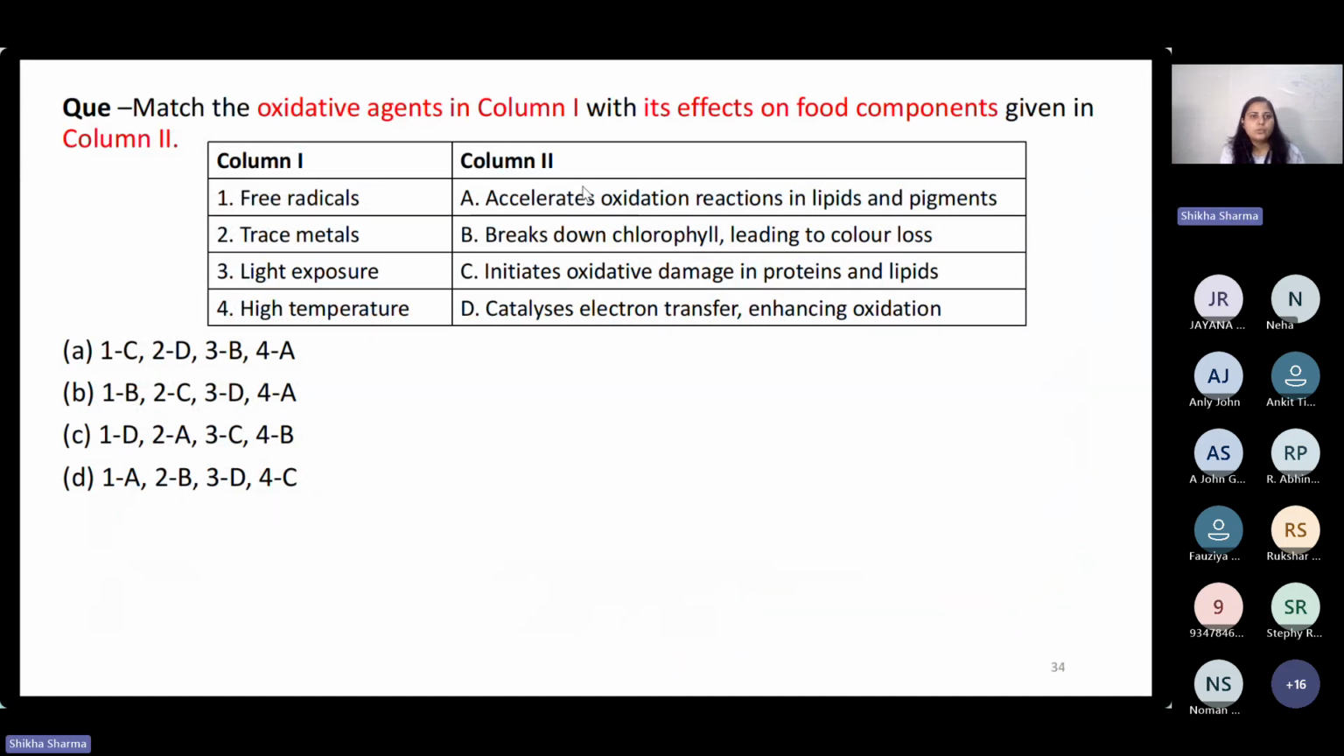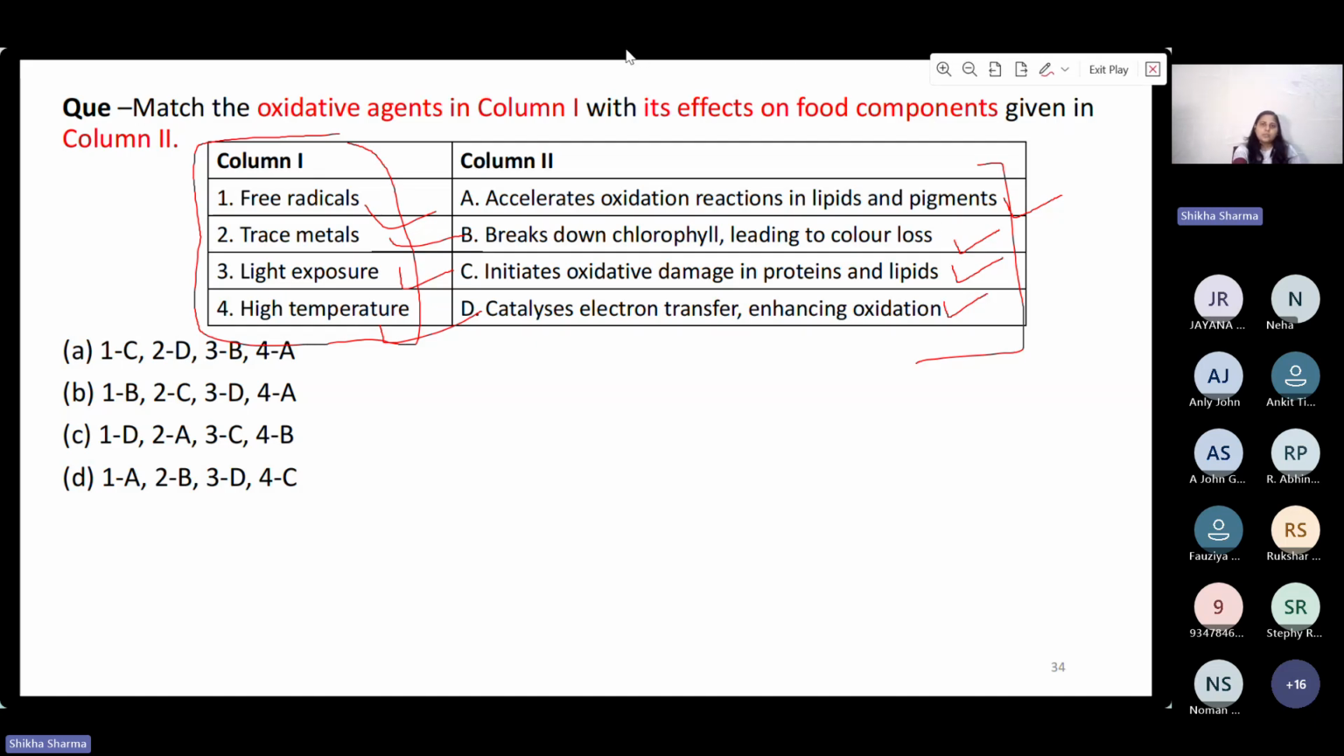Okay, let's move to this question. In column 1, we have some oxidative agents like free radicals, trace metals, light exposure, or high temperature. And in column 2, we have their effects on the food. A: it may accelerate oxidation reactions in lipids and proteins. B: breakdown of chlorophyll leading to color loss. C: initiates oxidative damage in proteins and lipids. And D: catalyzes electron transfer, enhancing oxidation. So, would anyone like to share their opinion on this question?